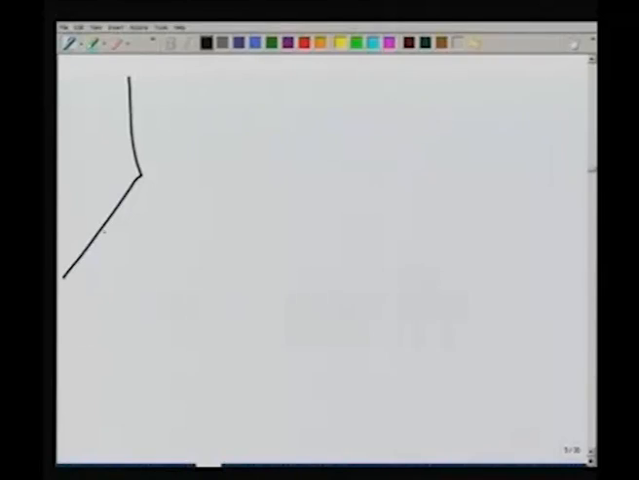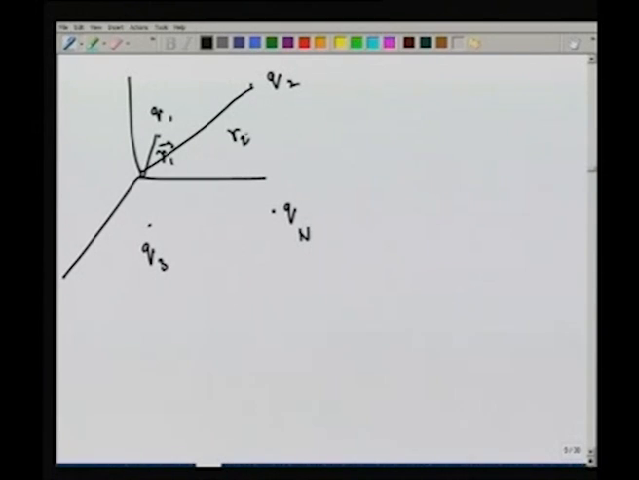So, let me look at this coordinate system. I am going to imagine that there are n charged particles. So, this is q1, this is q2, this is q3, etc., and let me call this qn. There are n charged particles. This has a position vector r1, this has a position vector r2, this is r3, and in a similar manner this is rn.